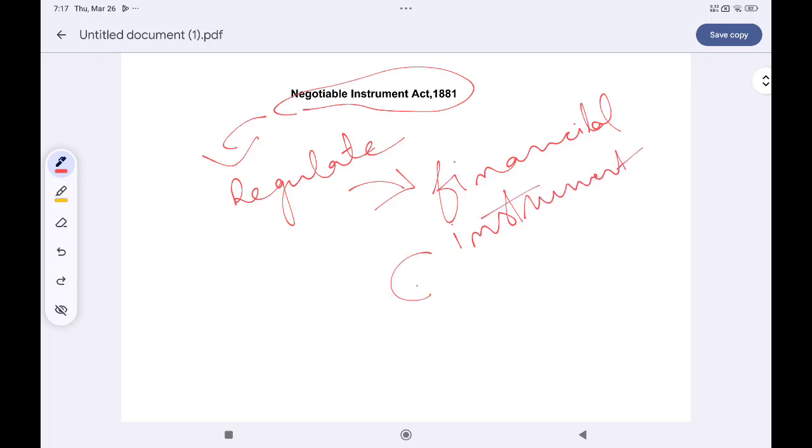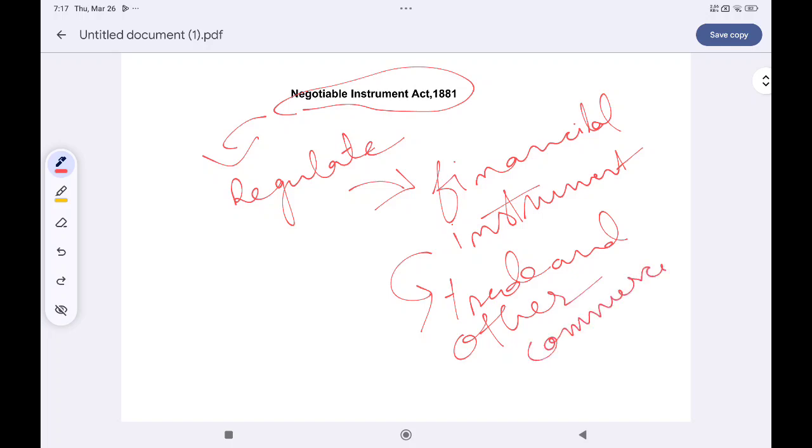financial instruments in trade and other commercial purposes.